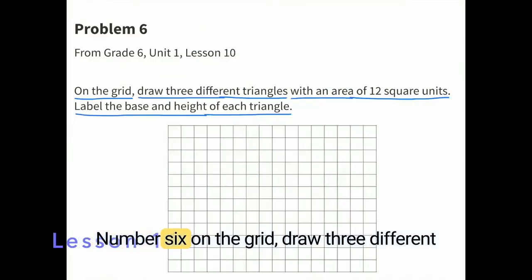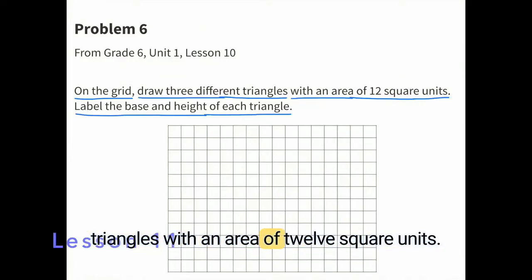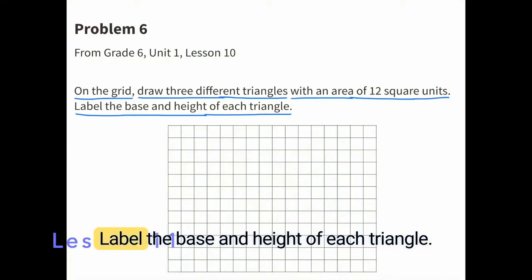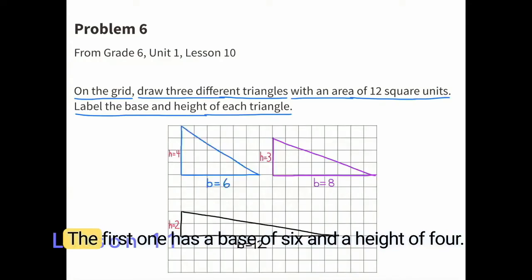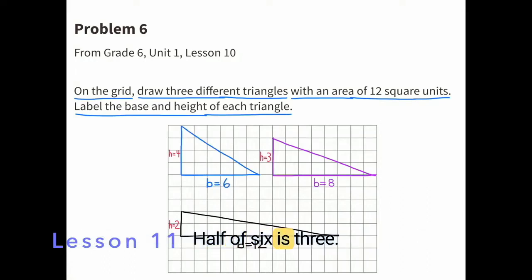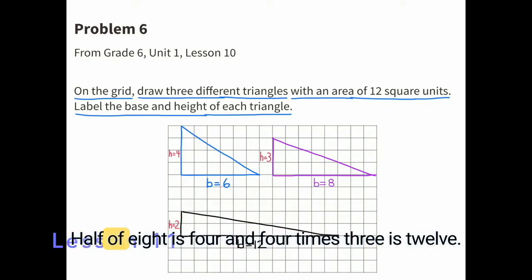Number 6. On the grid, draw 3 different triangles with an area of 12 square units. Label the base and height of each triangle. The first one has a base of 6 and a height of 4. Half of 6 is 3. 3 times 4 is 12. The second one has a base of 8 and a height of 3. Half of 8 is 4, and 4 times 3 is 12.